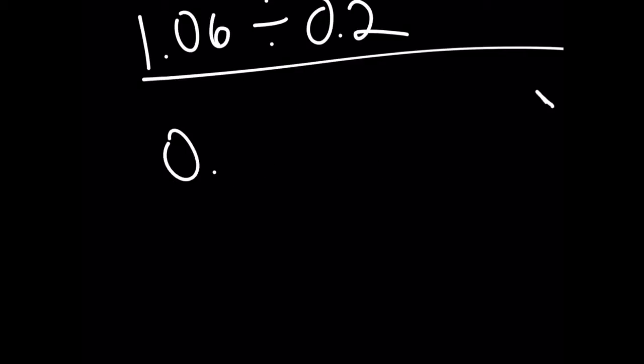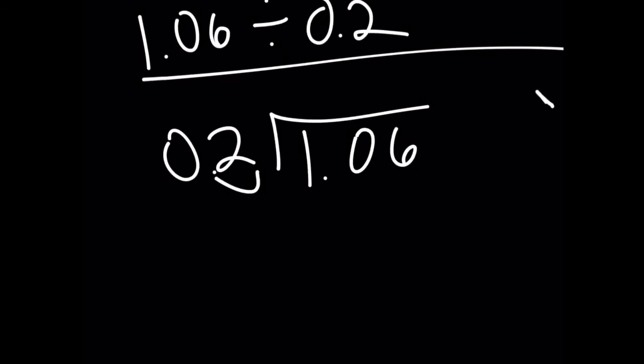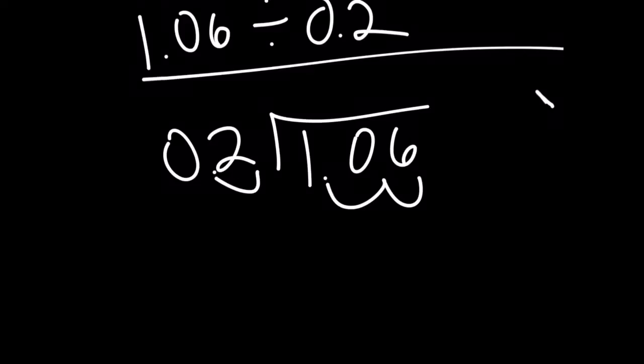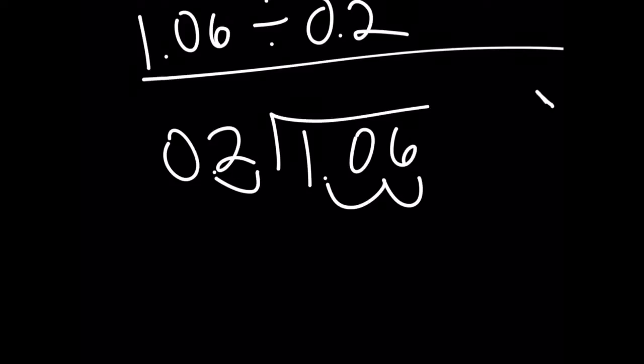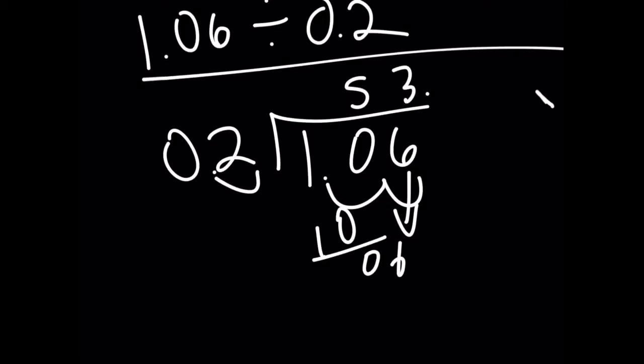Write 0.2 divided by 1.06, move that back, and move that back, and then 2 goes, move that one back one more, then 2 goes into 100, 2 goes into 10, 5 times, that's 10, that's 0, bring down the 6, then it goes into that 3 times, and 2 evenly, so that's the end of the problem.